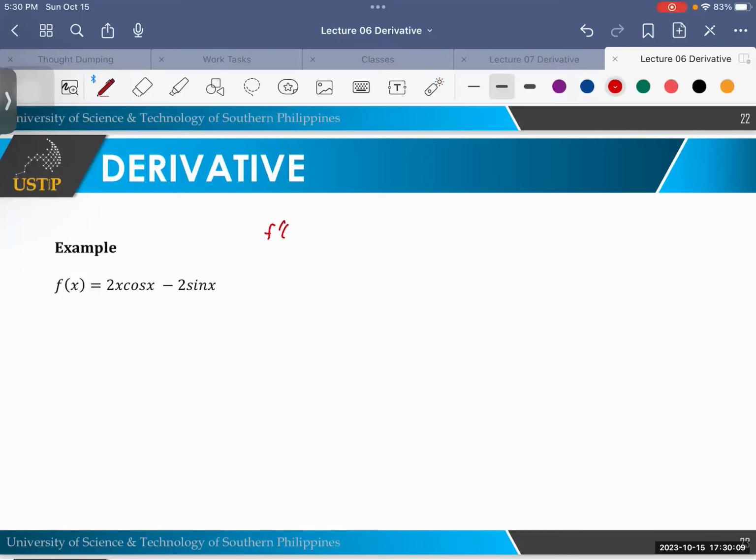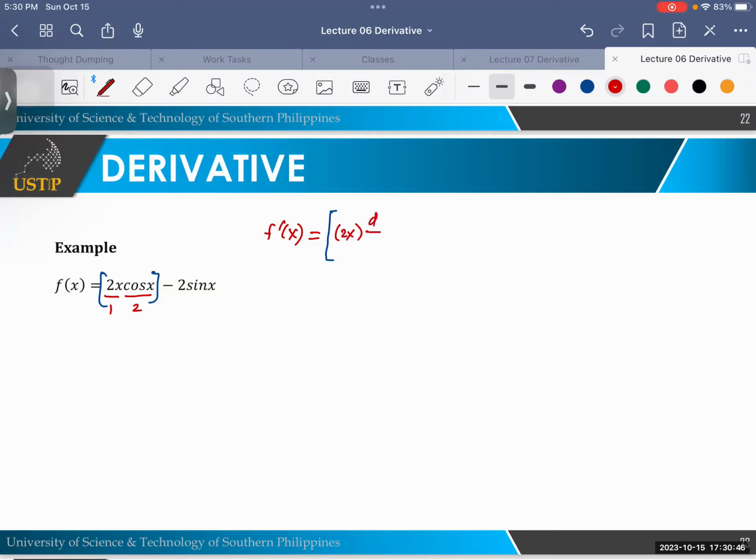We have f prime of x. So, for this one, we'll get the derivative. I'm going to consider 2x as the first function, and then cosine x is the second. I'll use blue to separate it from the second term, 2 sin x. So, the product rule states that you copy 2x. Okay? Copy 2x.